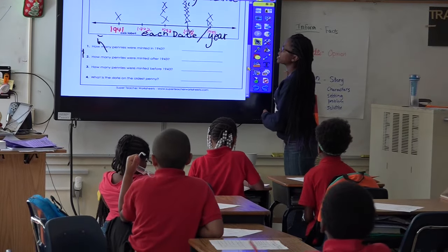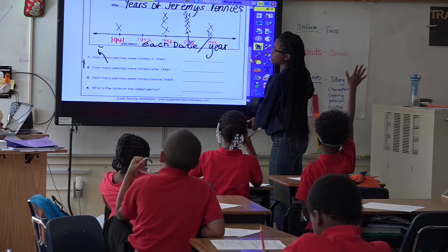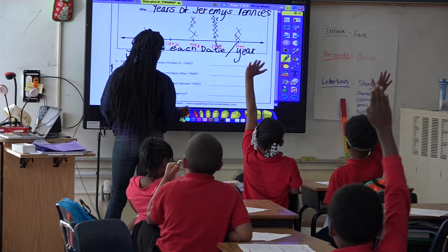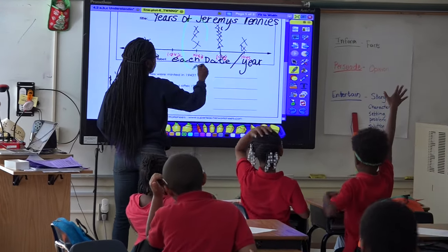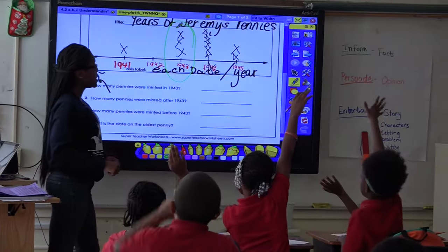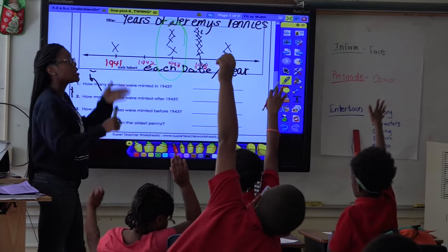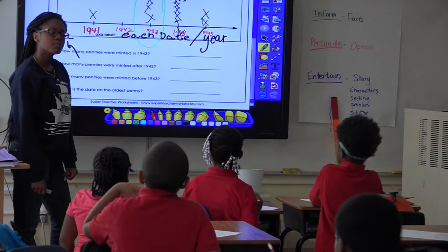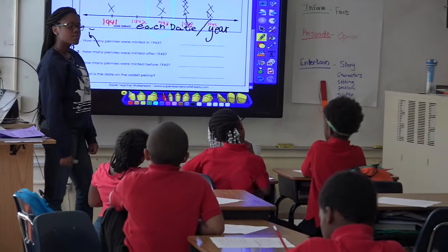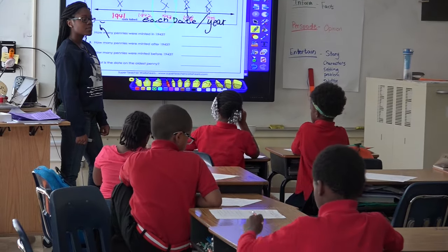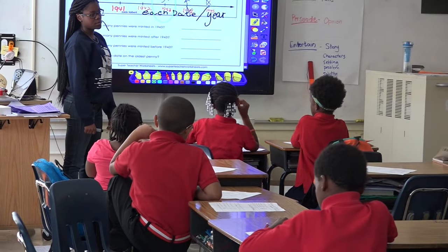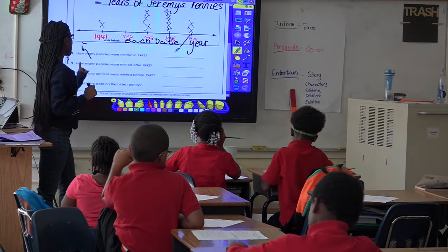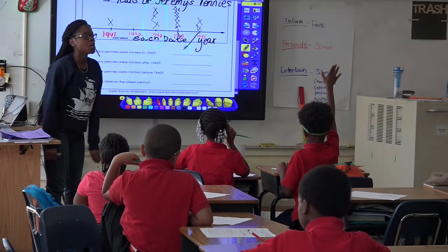All right, how many pennies were minted in 1943? 1943, so we're focusing on 1943. How many pennies were minted in 1943? How do you know it's three? Three what? It's three X's. Three above 1943.